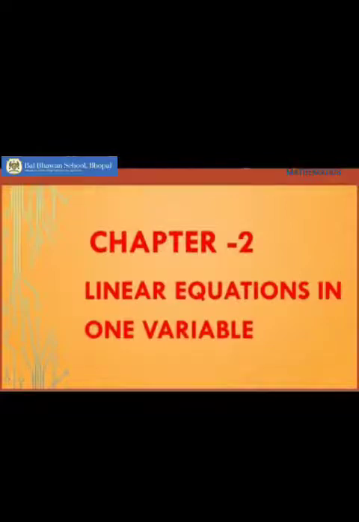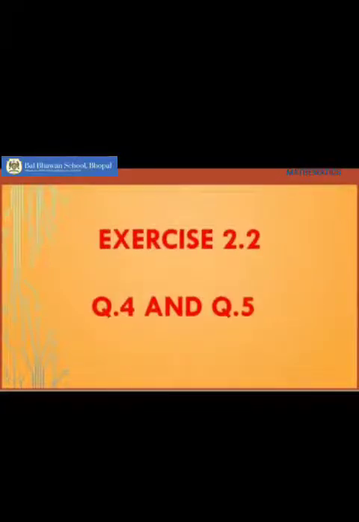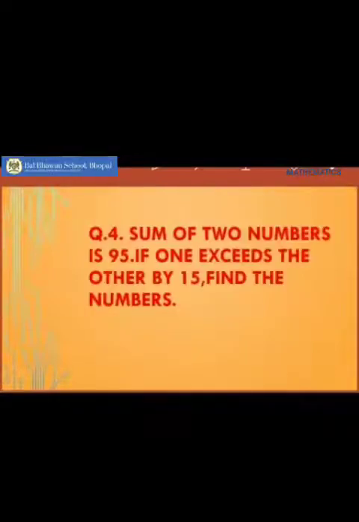Let's continue chapter 2, linear equations in one variable. Today, in this class, we are going to solve two questions from exercise 2.2, question number 4 and question number 5. Question number 4 is, sum of two numbers is 95. If one exceeds the other by 15, find the numbers.